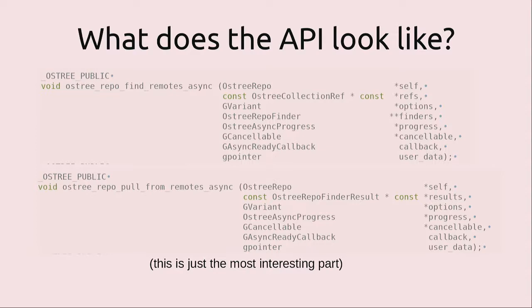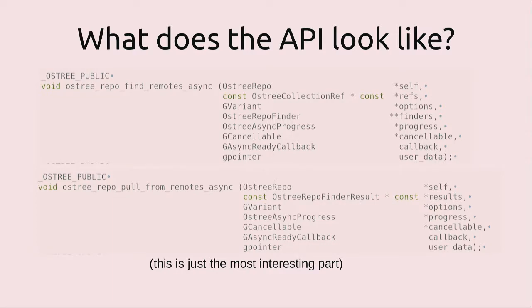I guess one important thing to point out there is the OSTree repo finder set there. That's an array. Basically, there's an implementation for each place that you could find refs. So there's one for configured remotes, there's one for LAN peers, and there's one for USB drives. Then each implementation just does its own work of finding the remotes and returns back an OSTree remote.